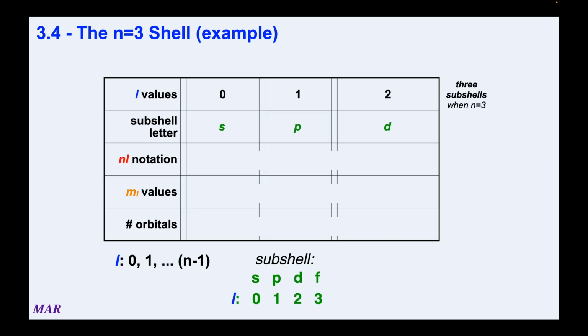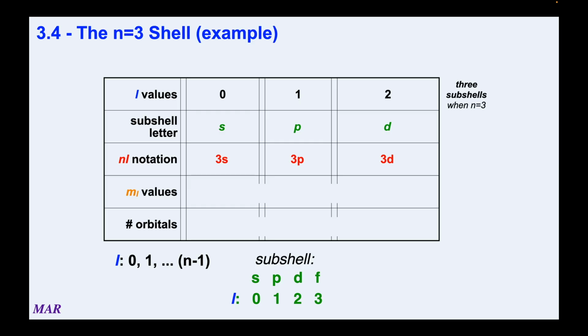So the nL notation will be the number 3, because this is the n equals 3 shell, in front of those letters. So 3S would be the first one, 3P would be the second one, and 3D would be the third one. So you can see how this stuff begins to fall in place. You could have, for example, a 4S, 4P, and 4D. So this is a way to distinguish between them.